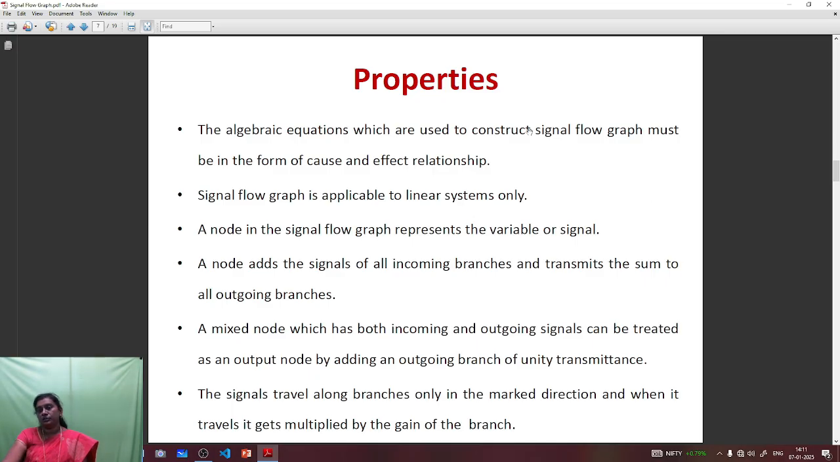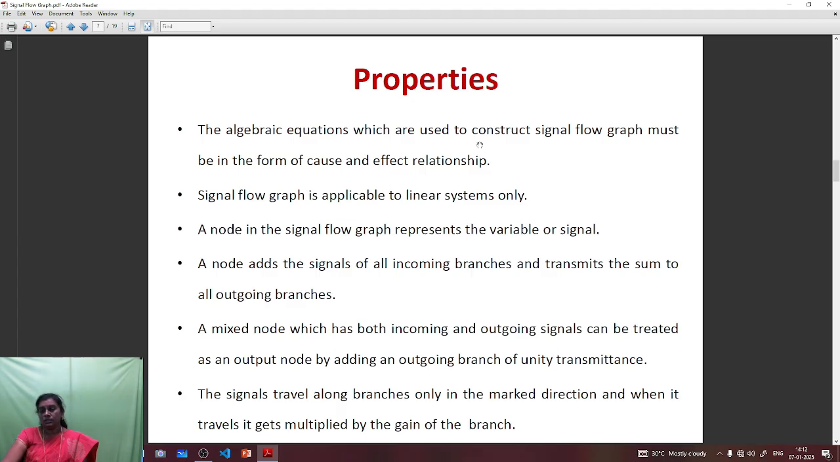Next we will see some of the properties of signal flow graph. Usually the arithmetic equations are used to construct the signal flow graph and must be in the form of cause and effect relationship. And this signal flow graph is applicable to linear system only, and a node in a signal flow graph represents a variable or a signal related to the system, and a node adds the signal of all incoming branches and transmits the sum to all outgoing branches.